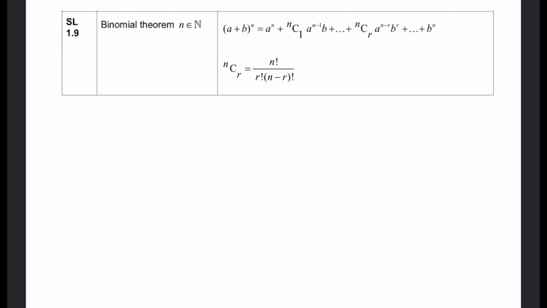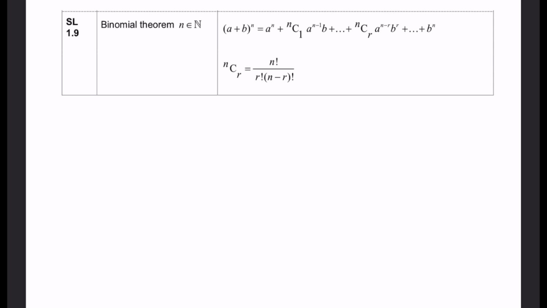The last formula we will be looking at today is the binomial theorem. As the name suggests, the binomial theorem gives a generalized formula for the expansion for powers of a binomial, or in other words, the powers of a sum of two terms.